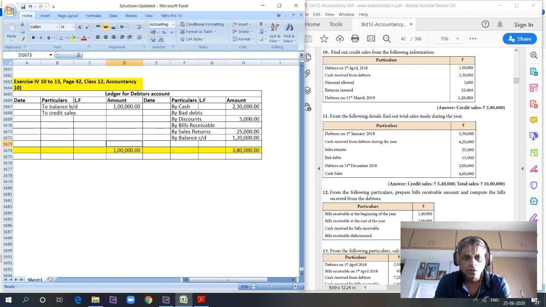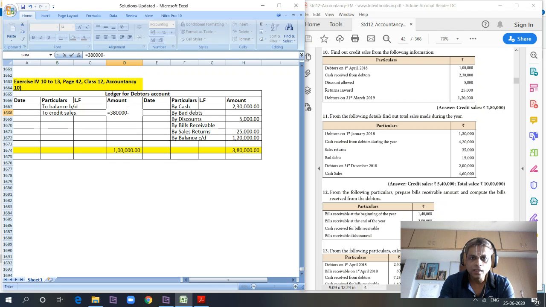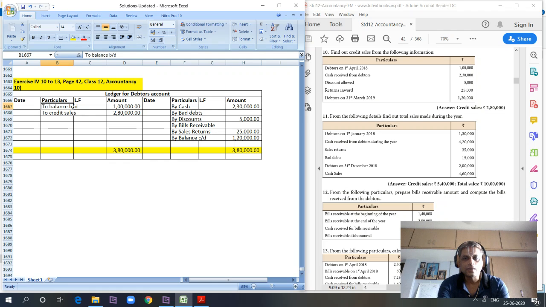So the total credit sales is equal to 3,80,000 minus 1 lakh, 2,80,000. Total credit sales is equal to 2,80,000. Let's get into the next one.